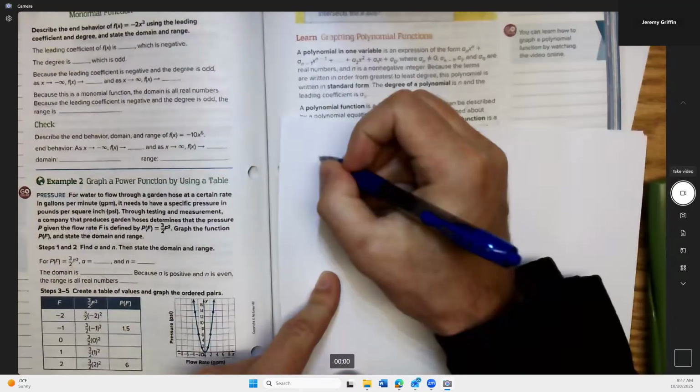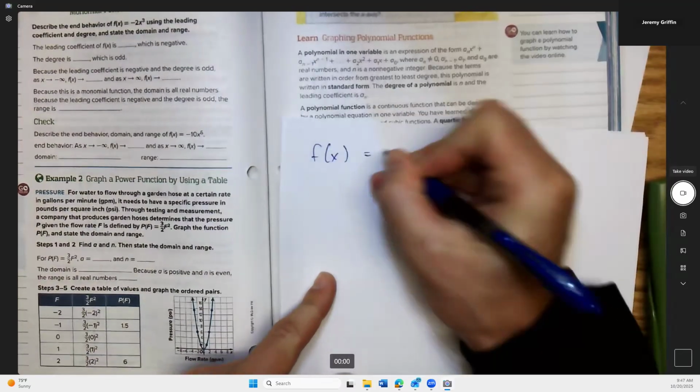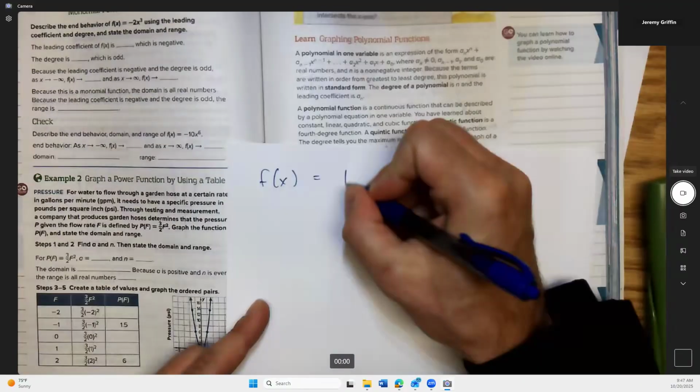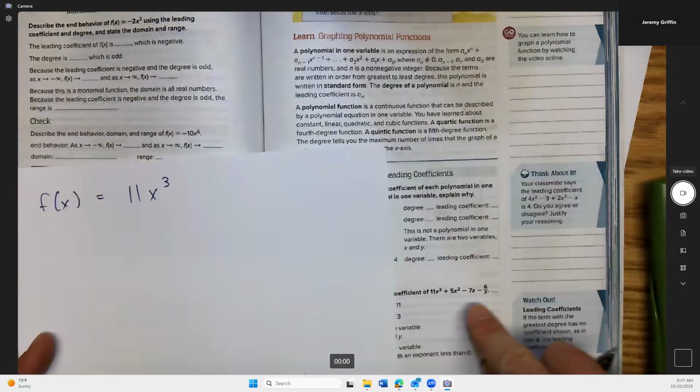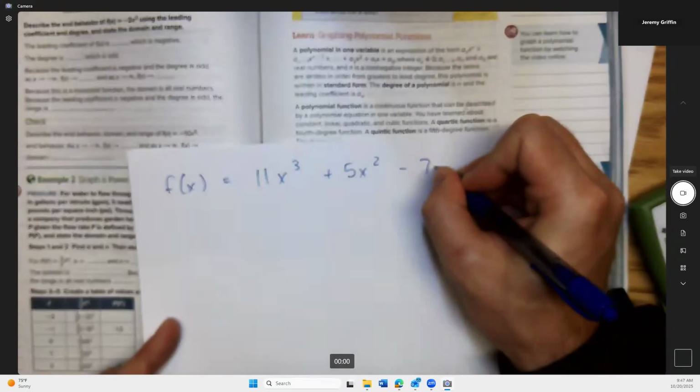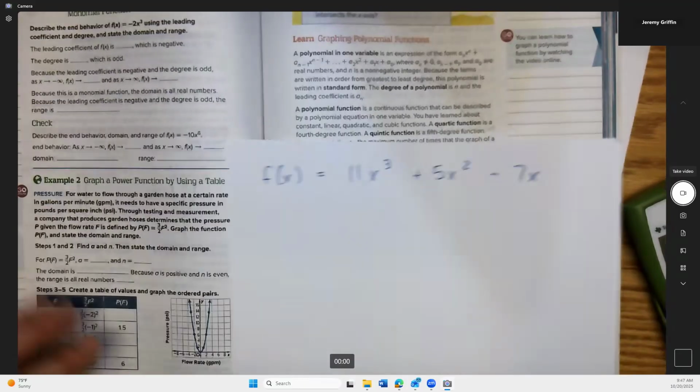So I'm going to do f of x equals, and I'll copy down most of this. I'll just ignore that last term right there. Let's go 11x to the 3. So we have some kind of polynomial. Plus 5x to the 2 minus 7x. Let's say just end it right there. So that's the polynomial. Okay.